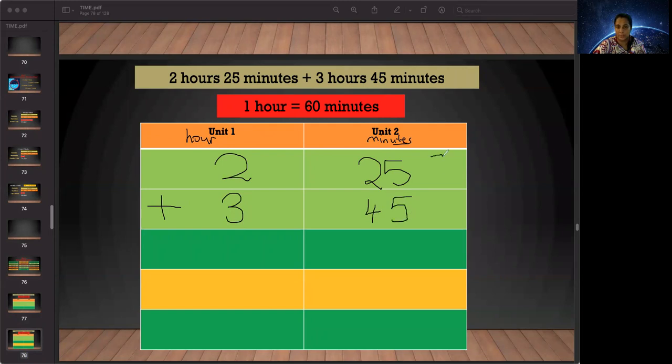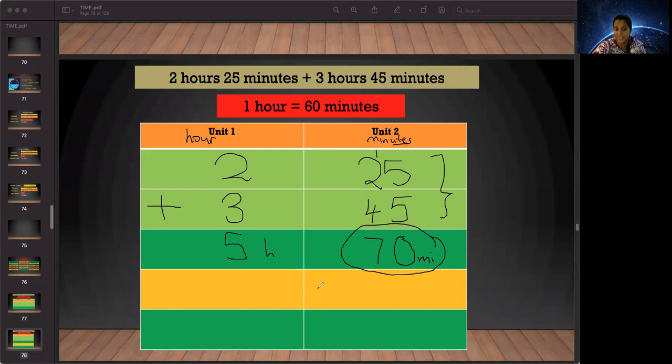Now, let's do the minutes part first. 5 plus 5 is 10, so we write 0 and carry up 1. 4 plus 2 is 6, 6 plus 1 is 7. So now we have 70 minutes, and over here, 5 hours. But something doesn't sound right. 70 minutes means that we have more than 1 hour already. 60 minutes makes an hour, so 70 minutes is more than an hour.